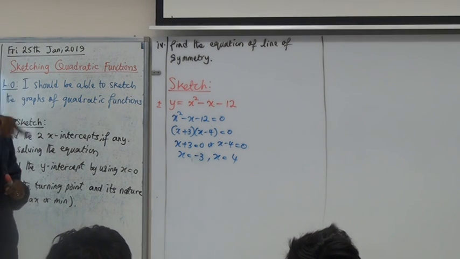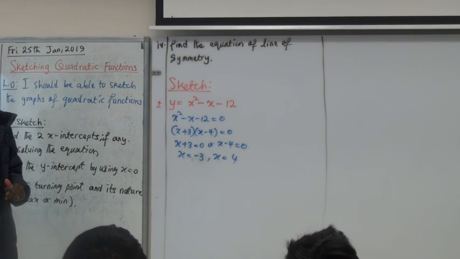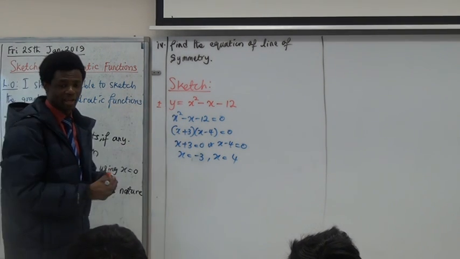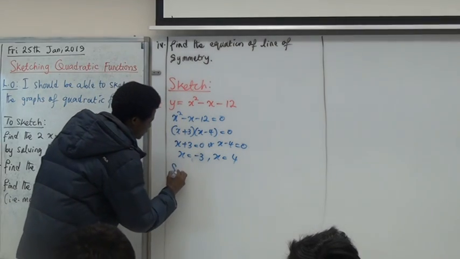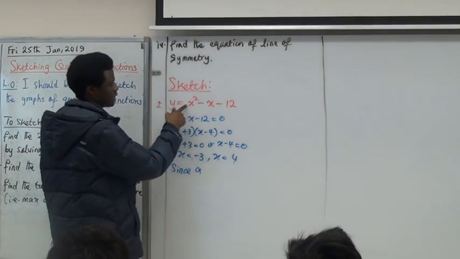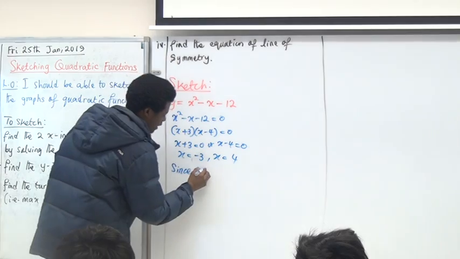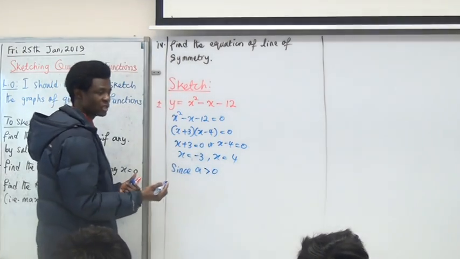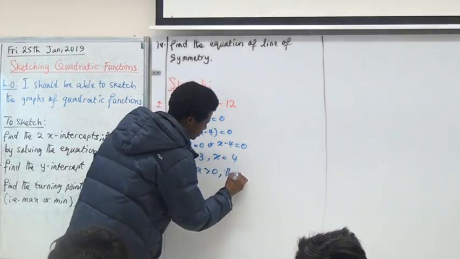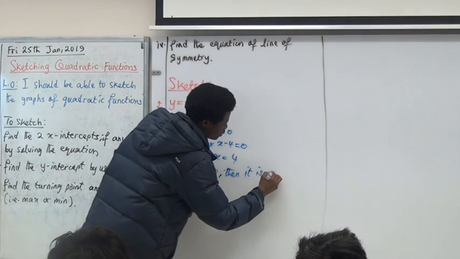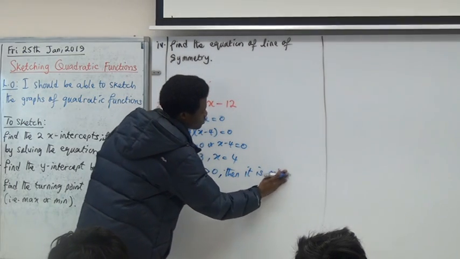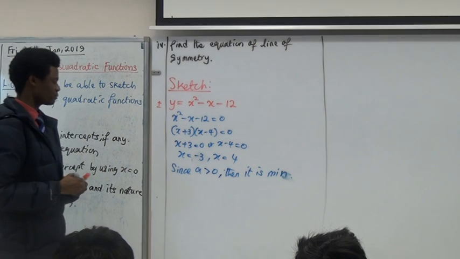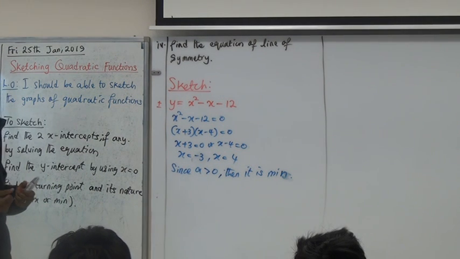But do we know if it is minimum or maximum? See the x squared. Since A, remember this is A. Since A is greater than 0, which means A is positive, then it is what? It is minimum. So we know that already. Okay, so now we need to know the turning point. How do we know the turning point?